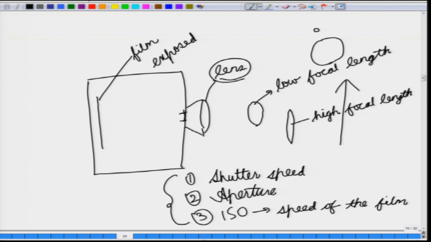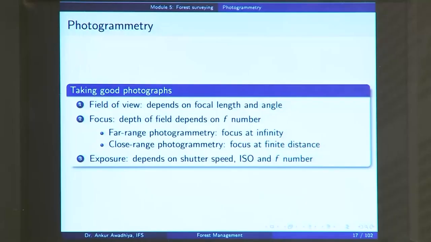Now, both of these lenses will be able to focus the light that is coming from the object onto the film. But if you are making use of a short focal length lens, in that case you will be able to see a wider area in your image, whereas if you are using a long focal length lens, in that case you will be able to see only a very small amount of the whole field of view. So, the picture that you will get will depend on all of these factors.